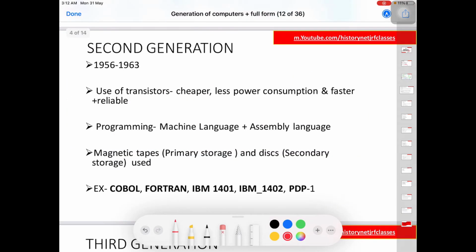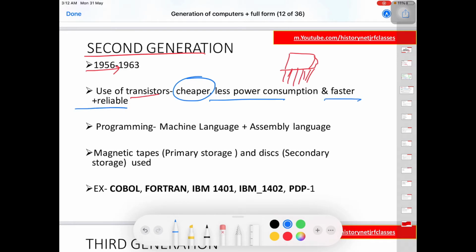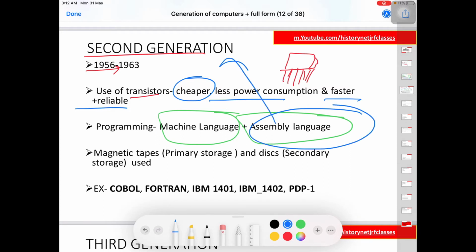Next we have the second generation. The time period is from 1956 to 1963, and in this generation there is use of the transistor. A transistor is something like this. You must have seen it, or Google it for the photo. It is cheaper in comparison to vacuum tubes, consumes less power, and is faster and more reliable. The languages it understands are machine language as well as assembly language, so this is the new addition in the second generation.